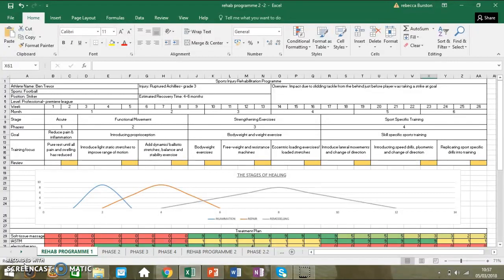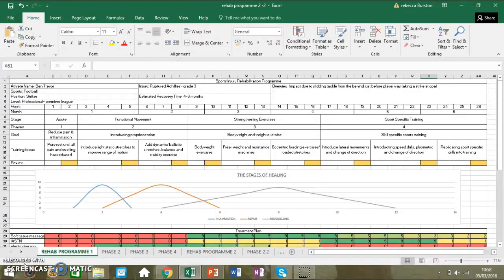So moving on to phase 3, and this is the strengthening phase, and the goal is to introduce body weight and just weight exercises, so these are like free weights. And the final phase, phase 4, is sport-specific training. So this will involve football-specific sports for this athlete and training. So lateral movement, quick changes of direction and speed-based exercises will be introduced, and this stage is necessary to ensure that Ben Trevor is maintaining his skill-based aspect of the sport.